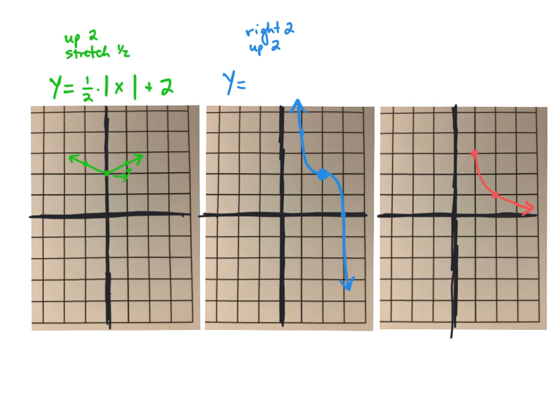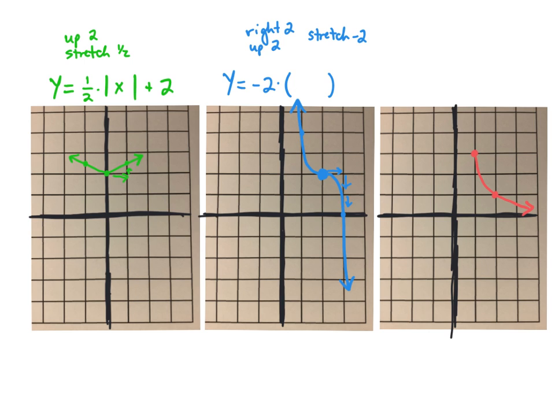And it has a stretch. When I go over one spot to the right, it looks like it is stretching down 2. So my stretch is -2. So your stretch factor is always going to come out front. That's -2 times. And then I have this x cubed graph.